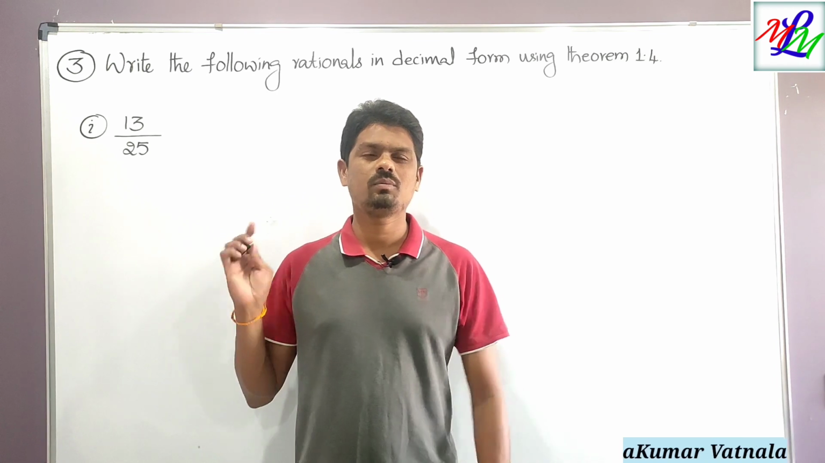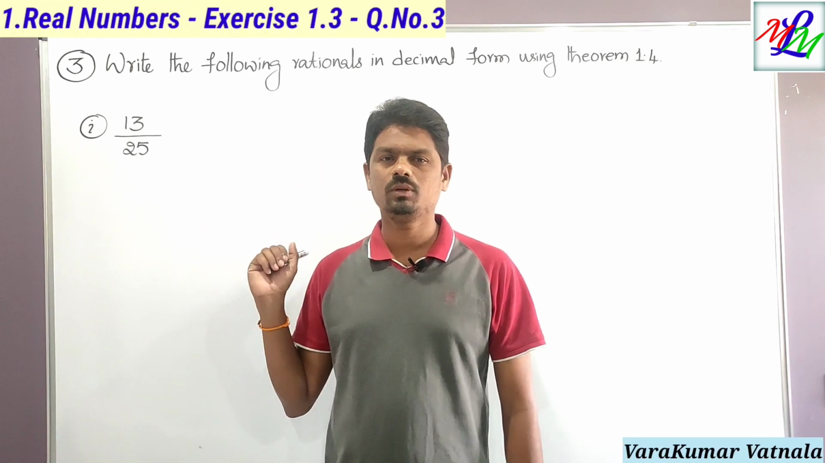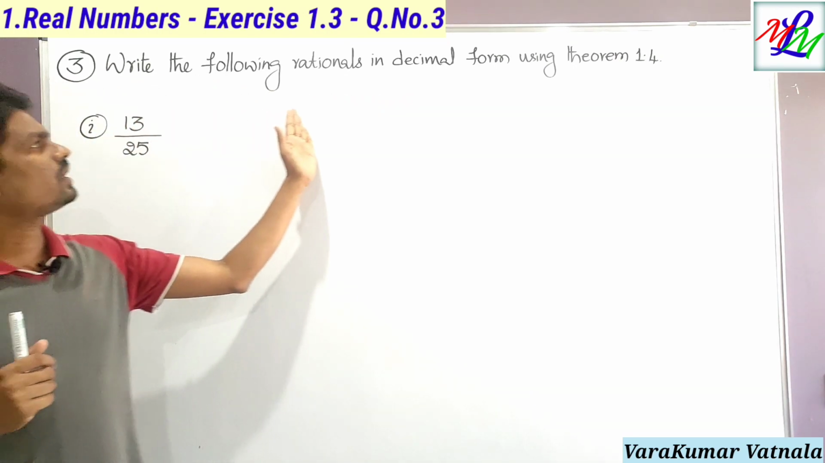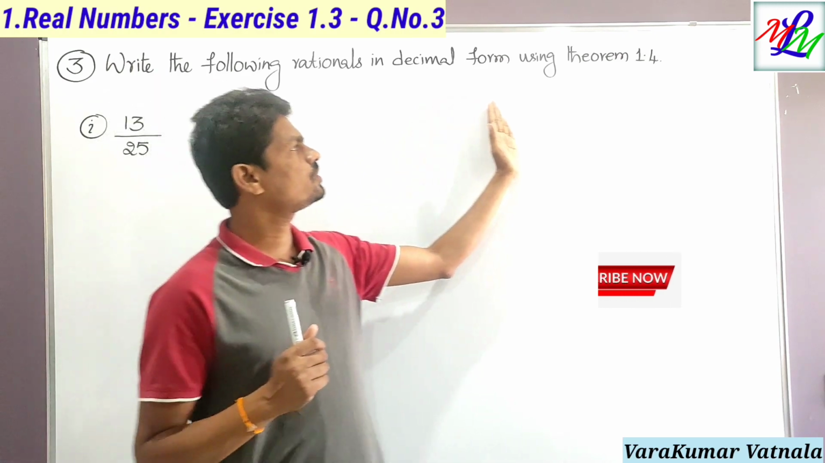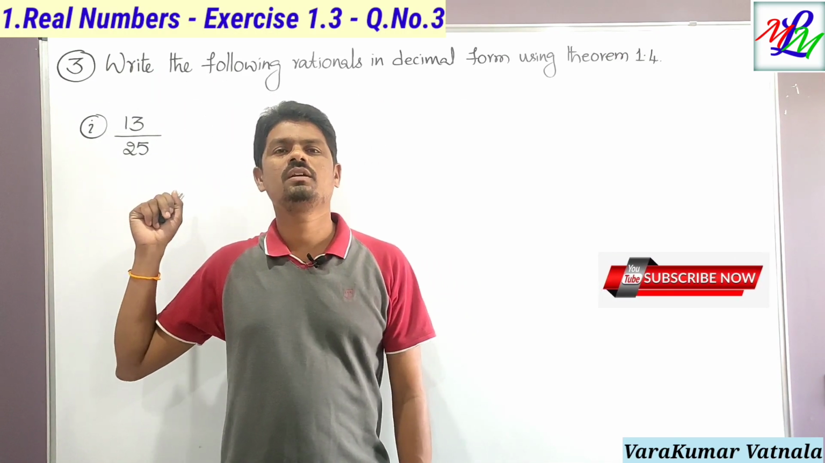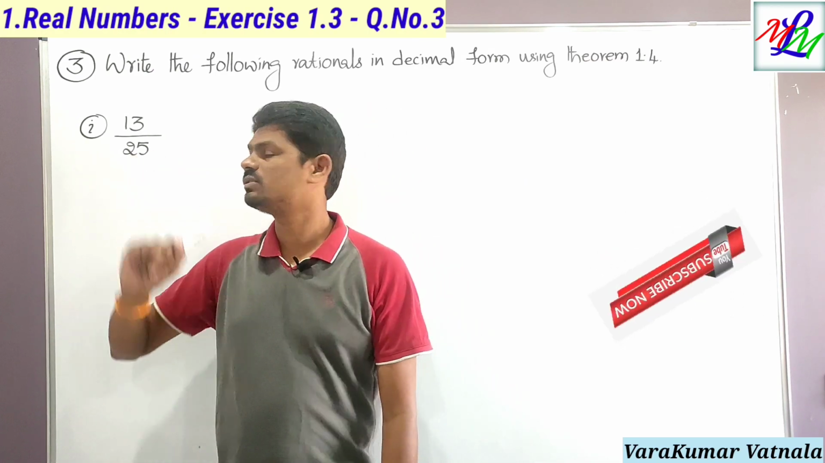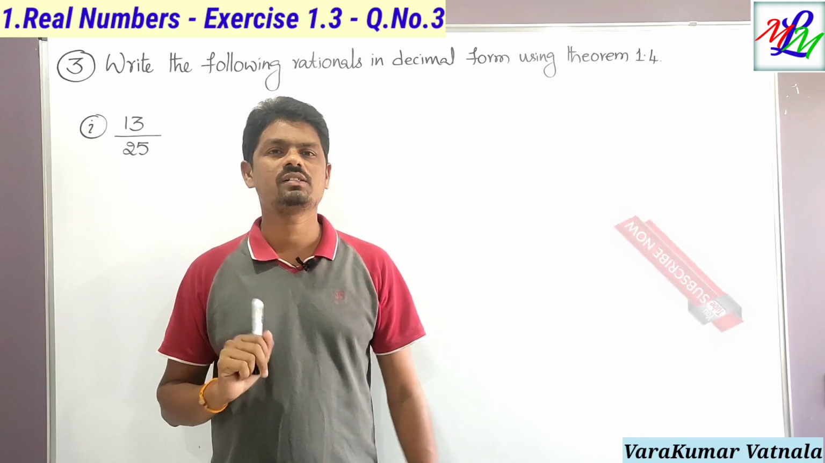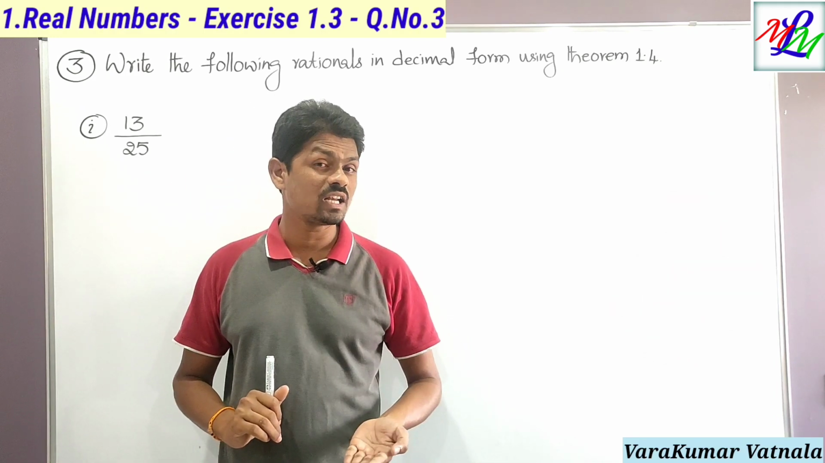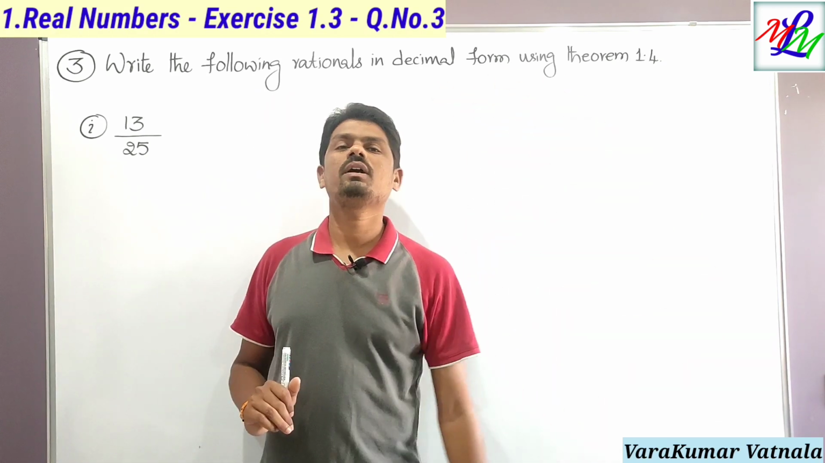Today we are going to solve a problem from the chapter Real Numbers, exercise 1.3, third problem. What he is asking us to find is: write the following rationals in decimal form using theorem 1.4. Here he has given some rational numbers. Totally there are 5 bits in the third problem. This is the first bit, 13 by 25. He has given a rational number, and he is asking to write it in decimal form using theorem 1.4.